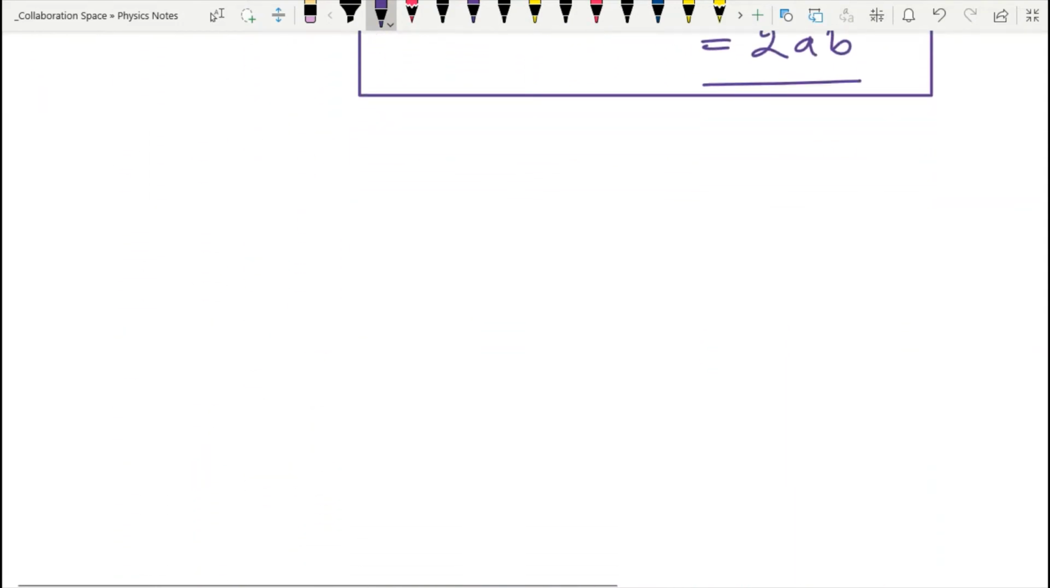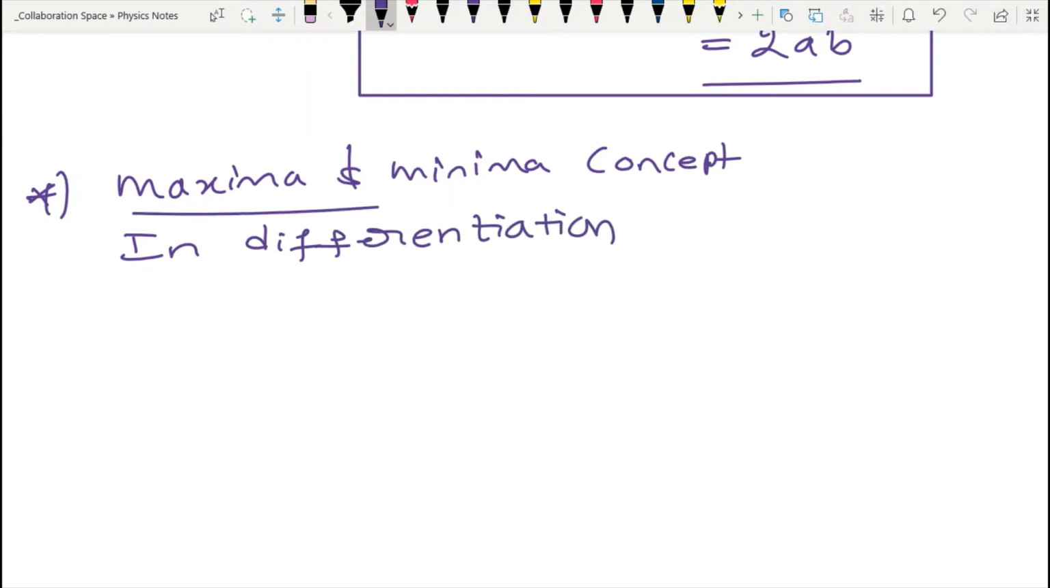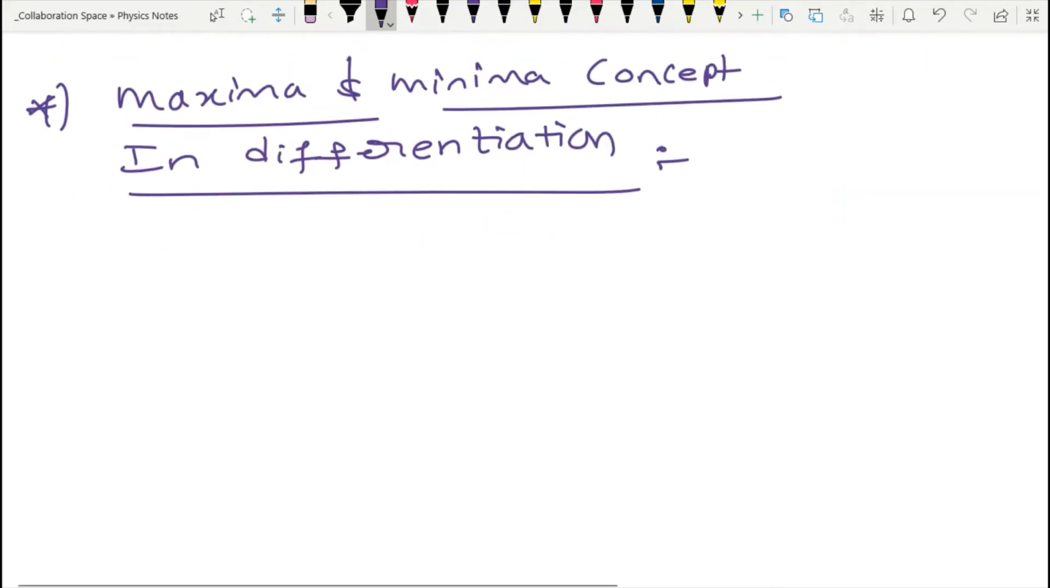Now let us see another important concept, that is the maxima minima concept in differentiation. So what is this maxima minima concept? By using this maxima minima concept, we can identify when a function becomes maximum and when a function becomes minimum. So let us see the following steps. These are the steps that we are going to follow whenever we are doing the maxima minima computation.